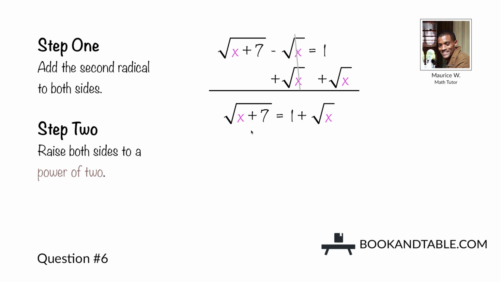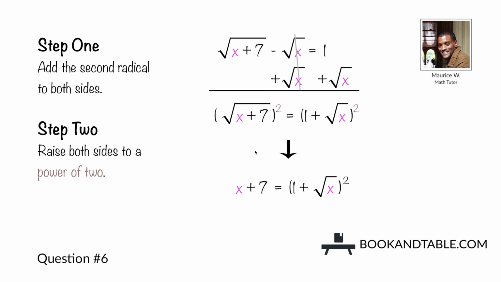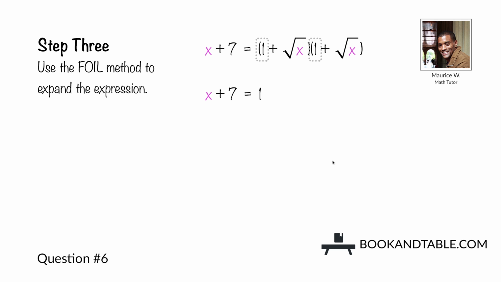Step 2, remove this radical sign by raising both sides to a power of 2, leaving you with x plus 7 on the left side. And now on the right side, you'll have 1 plus the square root of x, squared. And we'll expand this expression by using the FOIL method. Remember, FOIL stands for first, outside, inside, last.